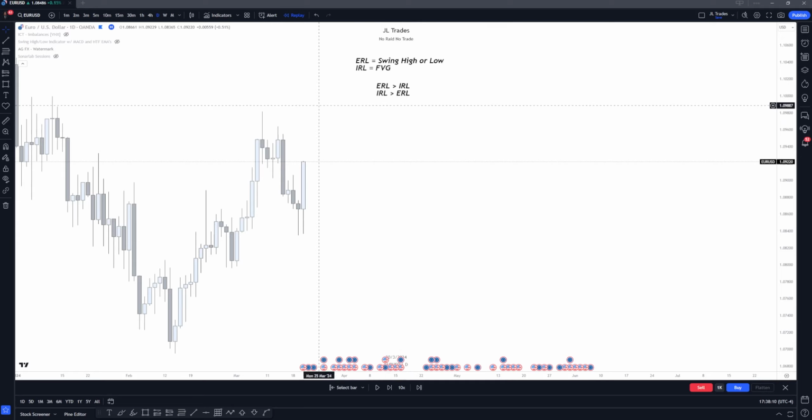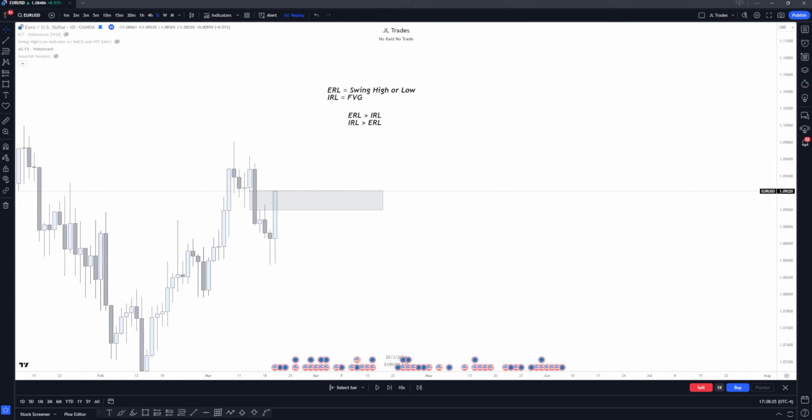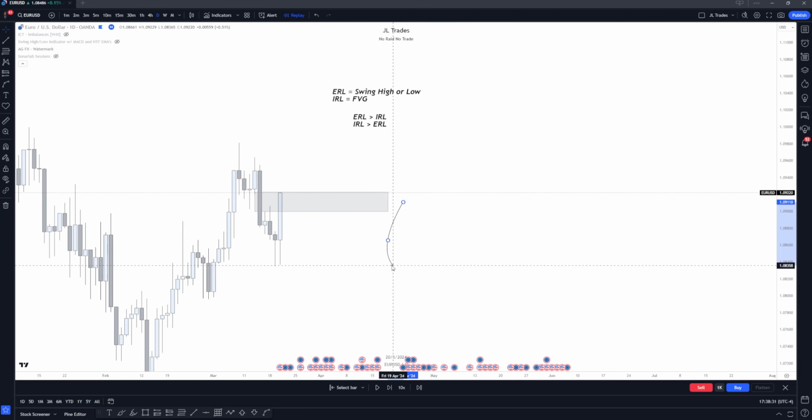So it's really important to know when we're at, for example, a bearish FVG, which we have here, where price is currently located, we can expect price to make a move down to external range liquidity, if it lets me draw. So we can expect price to do something like this.